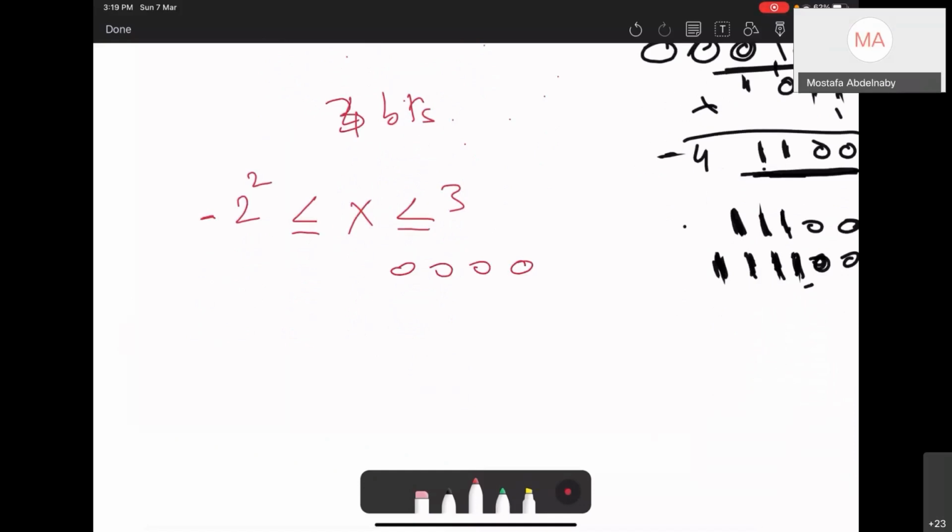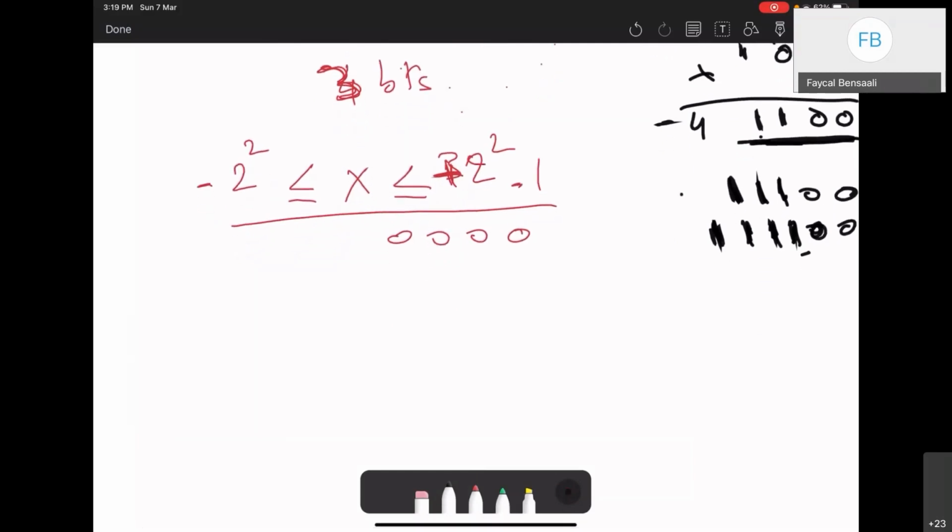Oh, sorry, 3 bits. I want to work with 3 bits. Minus 2 power 2 to 2 power 2 minus 1. So this is correct, right? With 3 bits, we go from minus 4 to 3. Is this clear? Yes. With 3 bits, I'm just trying to work with fewer bits so you can understand.